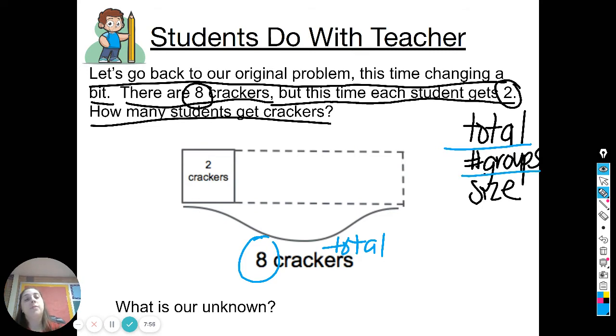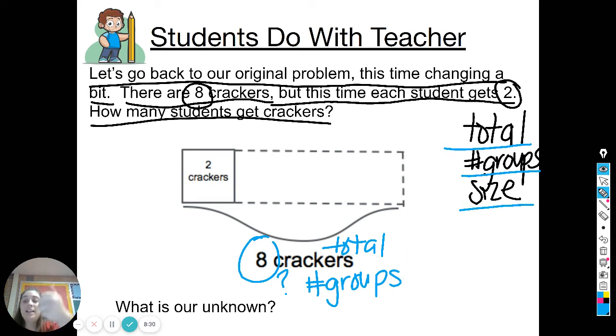Okay, let's do number of groups. Thumbs up or thumbs down? Do we know it or is it unknown? Thumbs down, we do not. You can see that the rest of our tape diagram is blank. We only have 1 group. So right now, we do not know the number of groups. We don't know how many students are going to be able to get crackers if we have 8 crackers.